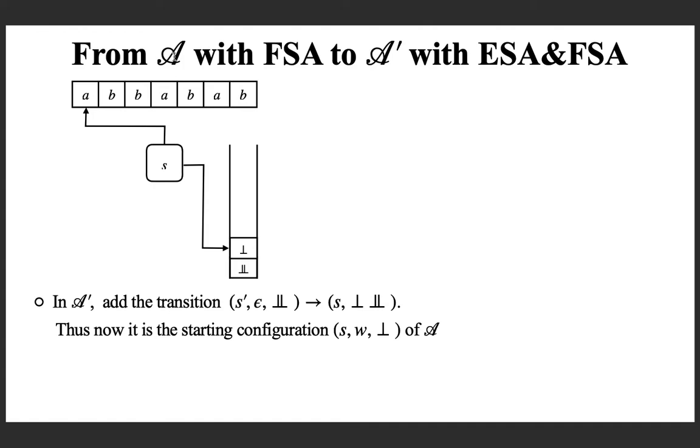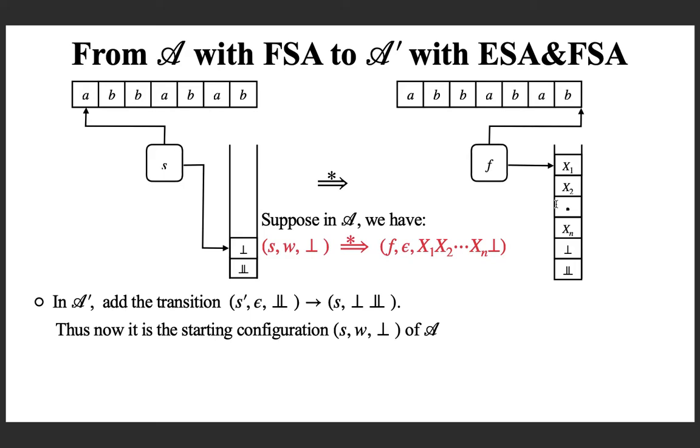Remember that for A, bot is the bottom of stack symbol, so A cannot see any symbol below this symbol. So for A, the configuration is this: S, input W, bot, because what is below is not visible to A. Why? Because it will only see symbols until it sees a bot. Hope you remember it. And that's it. Now consider the same sequence of transitions which takes you to the same previous configuration. The only difference is that below the bot, here we have a new bot symbol, which is the bottom symbol for A prime.